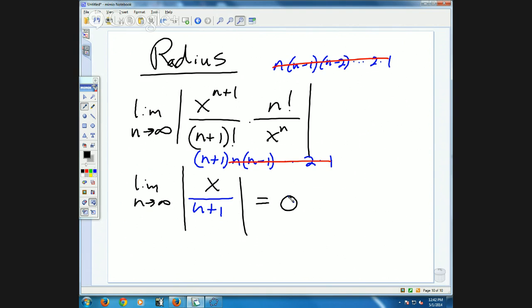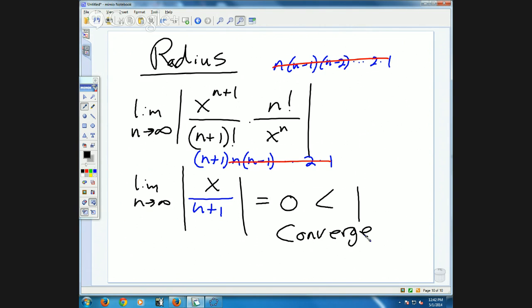What does the ratio test say about this limit? If the limit is less than 1. Yeah, a constant less than 1, right? Good. Is this less than 1? So the ratio test says this converges.